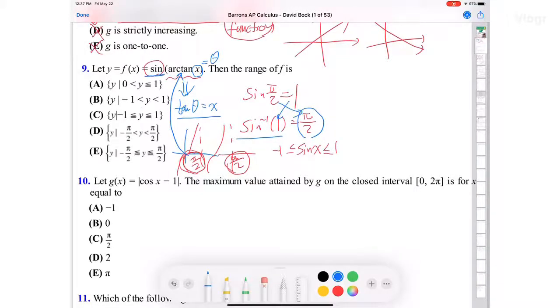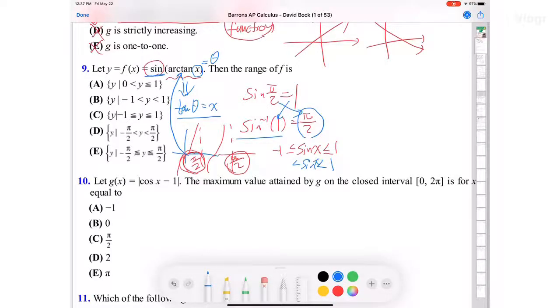sine of pi over 2 is 1. That means sine of arctangent x cannot be 1, because arctangent x cannot be pi over 2. So sine x is less than 1, but not equal to 1. Sine x cannot be 1 in this case.